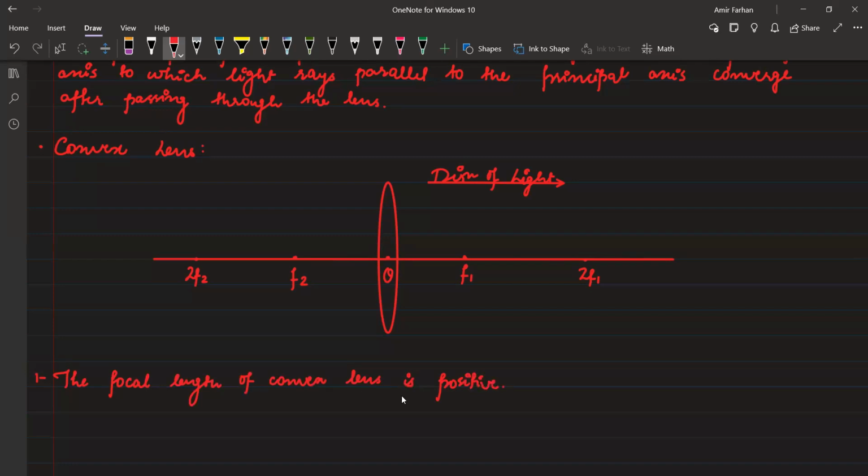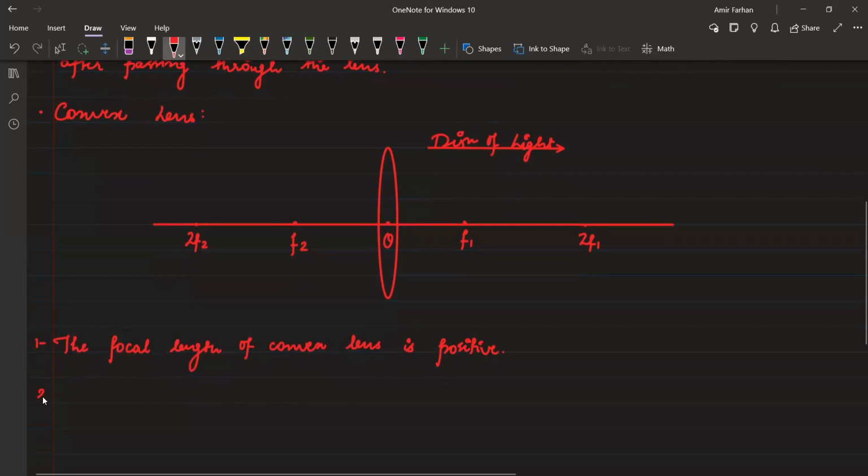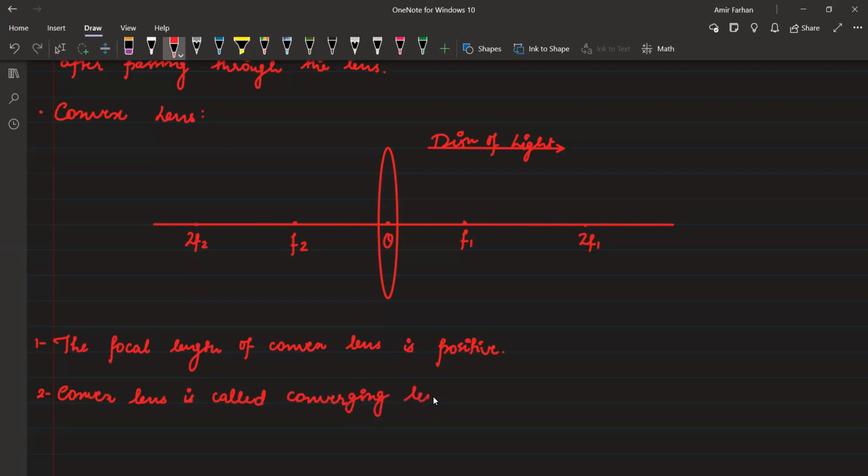And next, the convex lens is called a converging lens as well because it directs the light to the focus, right? Convex lens is called converging lens. Clear, everyone?